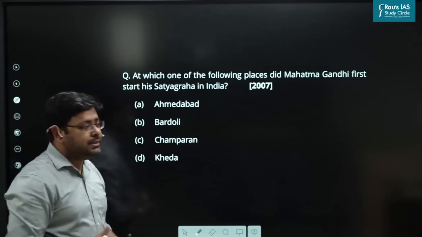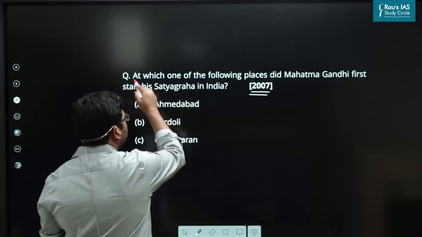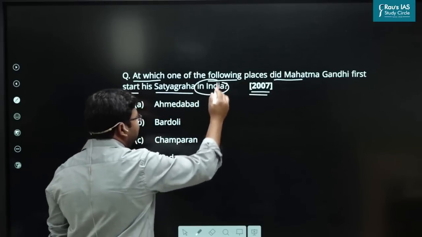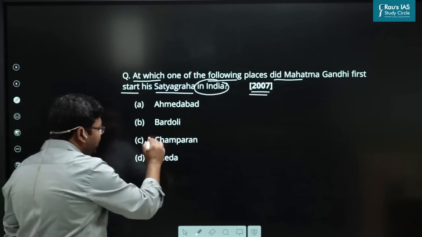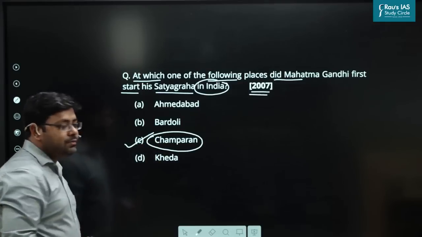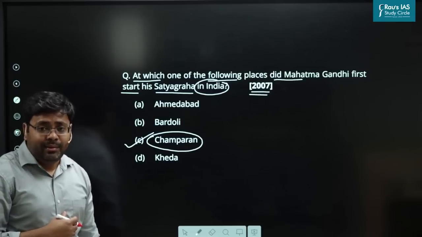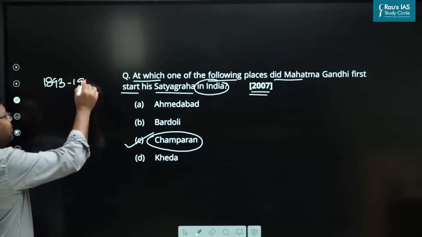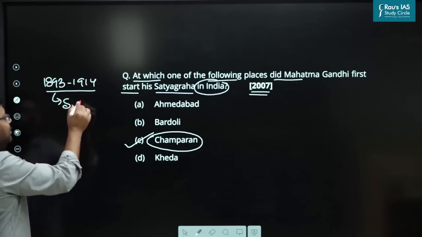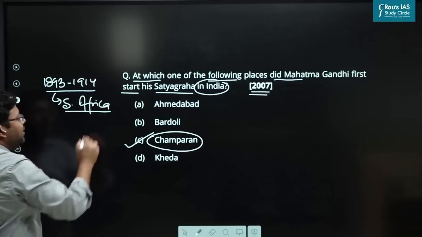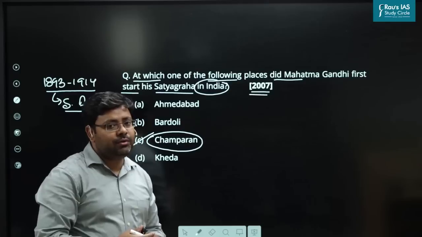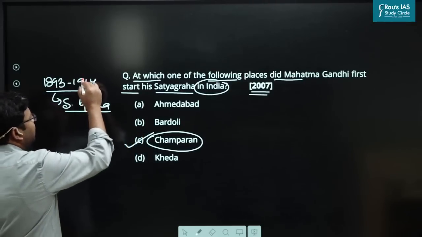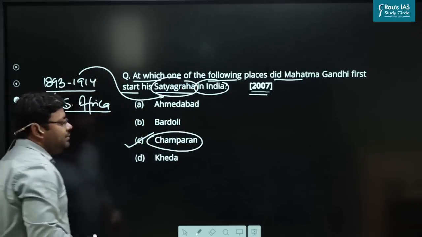Another question from the UPSC 2007 exam. A very simple question. At which one of the following places did Mahatma Gandhi first start his Satyagraha in India? It's very simple. It was Champaran of Bihar, where Gandhiji started his first Satyagraha. But additional information we can have here is that from 1893 to 1914, Gandhiji stayed in South Africa, and fought against the racial discrimination shown against the Indians. During his nearly 20 years of struggle in South Africa, he developed the technique of Satyagraha there.